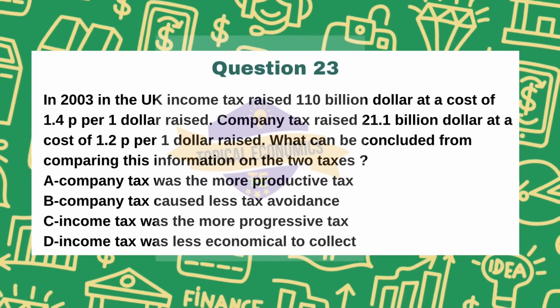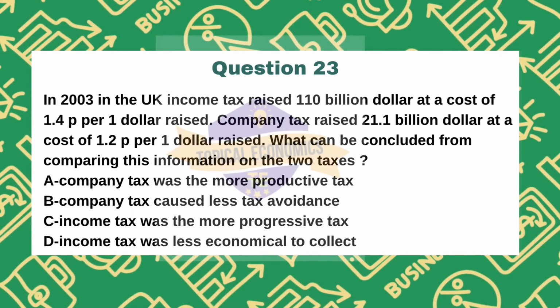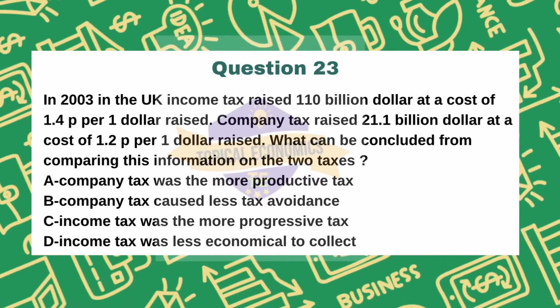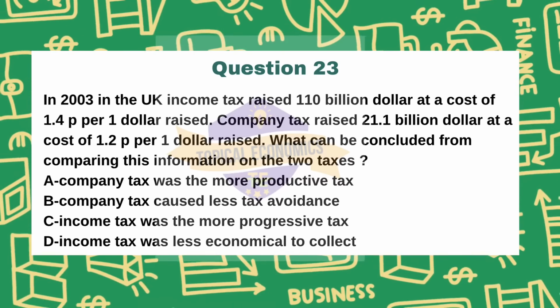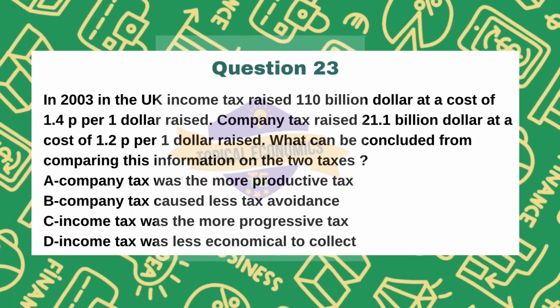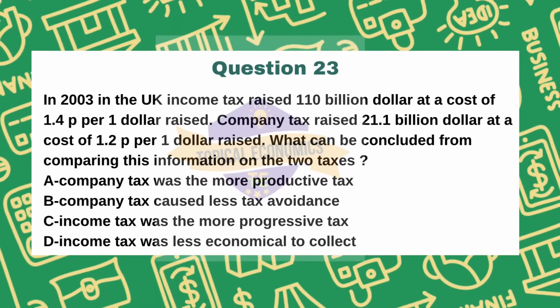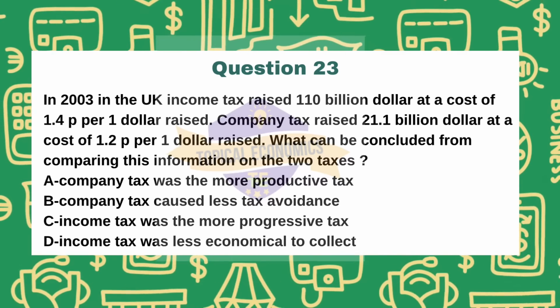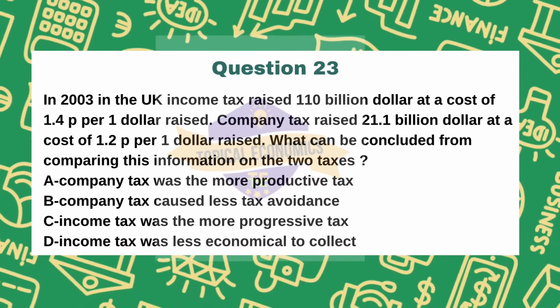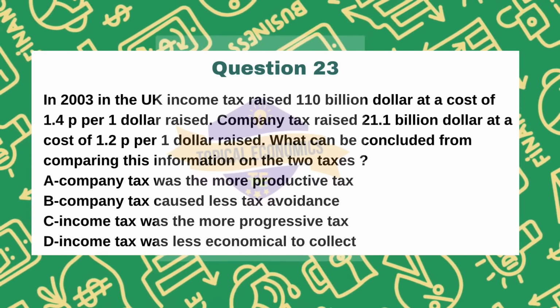Income tax was less economical to collect. To analyze the efficiency of the two taxes in terms of collection costs, we can look at the cost per dollar raised. For income tax, the amount raised is $110 billion and the cost is 1.4 pence per dollar raised. For company tax, the amount raised is $21.1 billion and the cost is 1.2 pence per dollar raised.